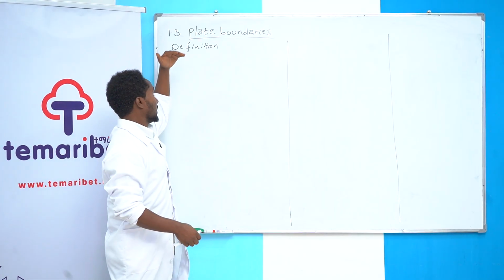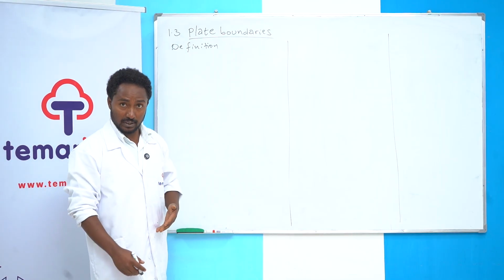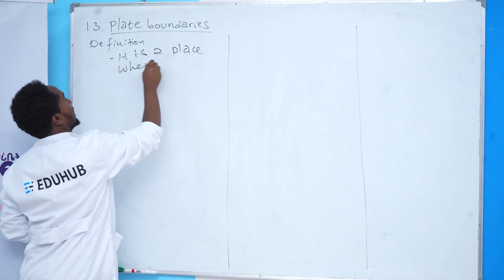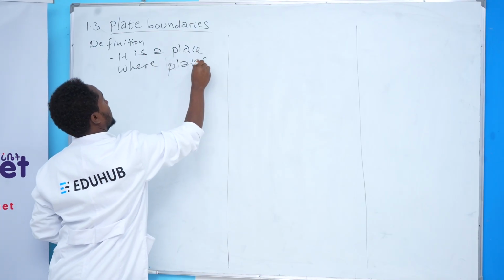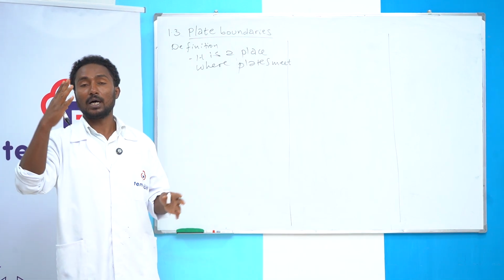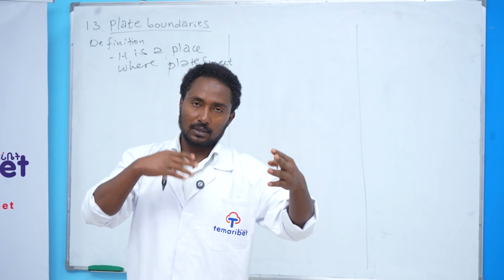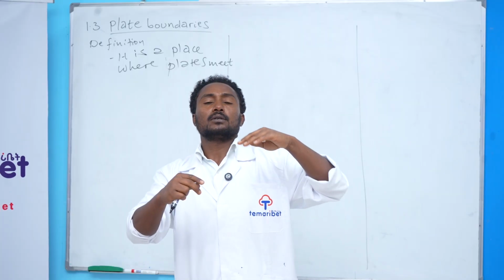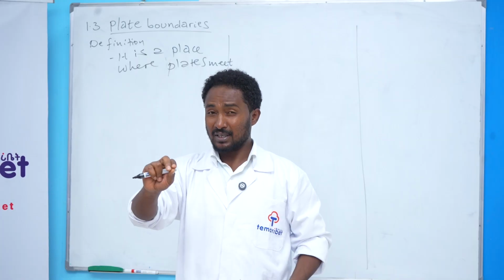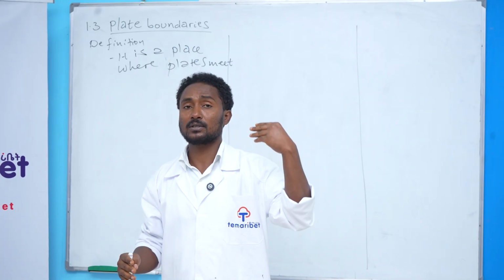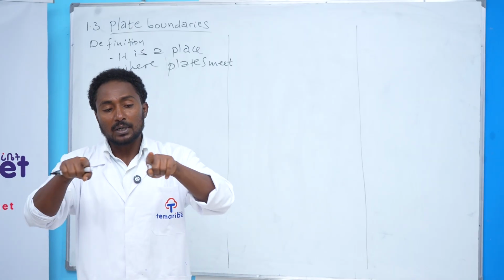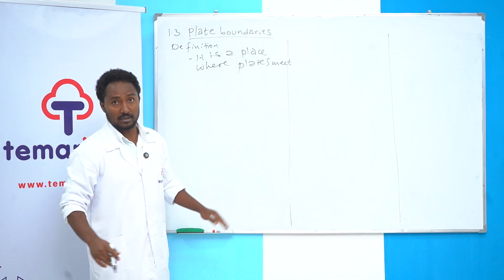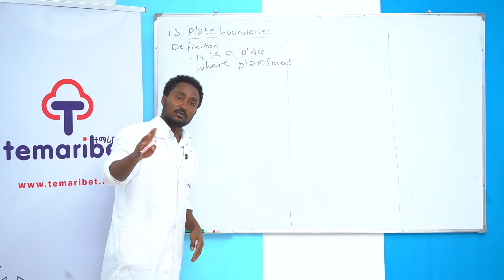So let's get started by defining what plate boundary itself means. A plate boundary is a place where plates meet. Plates are huge rock slabs that are part of the lithosphere, and they are sliding and gliding over the asthenosphere, that is the plastic layer of the upper mantle. That is a concept we have learned in our previous lesson. Therefore, a plate boundary is the meeting place where two different plates contact each other. Simple definition. However, this is not a place where only plates meet.